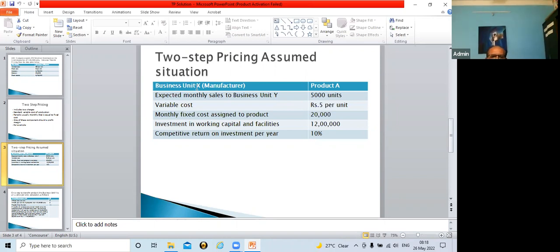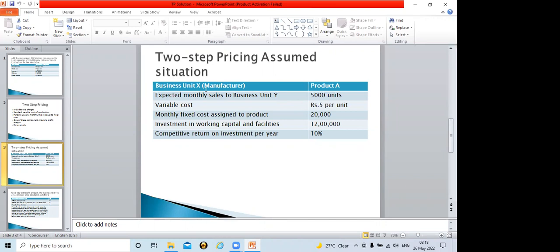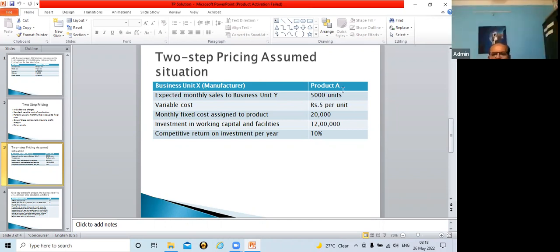What is the unit name? What is the division name? X. What is the unit name? X. And the product name is what? Product name A. Product name is A.